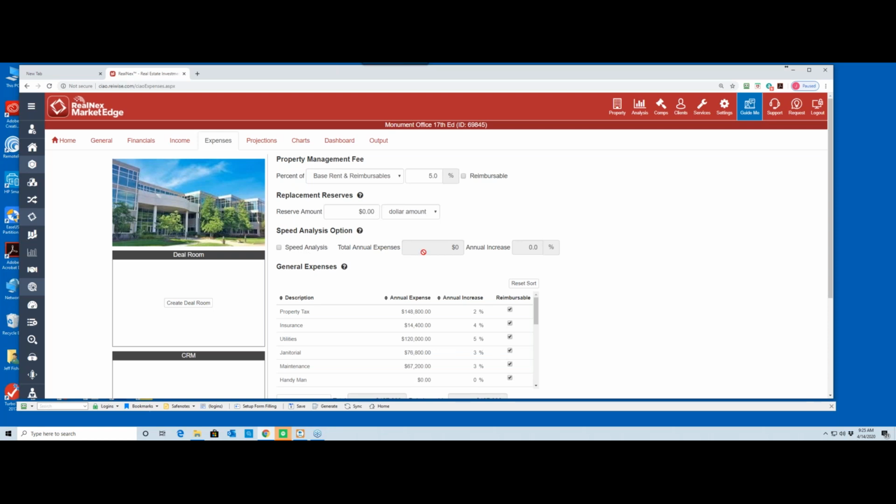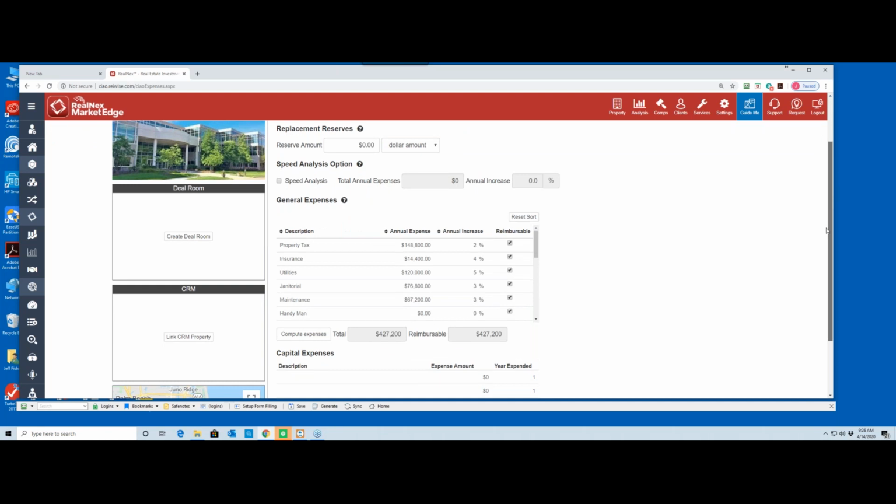I didn't talk about speed analysis. That's a way of saying I don't want to enter in all the details on all the expenses. I just want to indicate that in total, I'm going to have a certain dollar amount of expenses. It's going to increase by a certain percent. We had actually the same thing back on the income stream where we could do a speed analysis, but it's more fun to enter in the specific information.